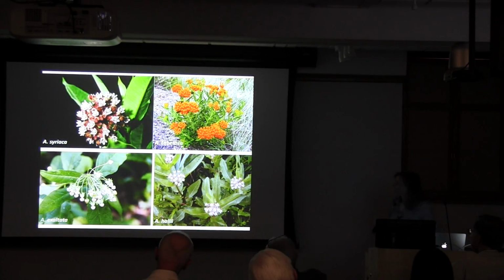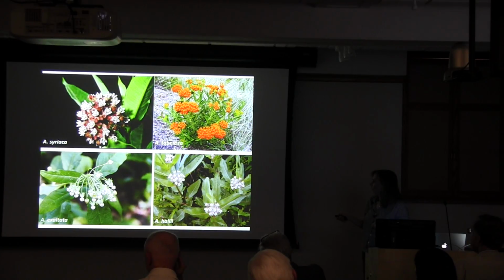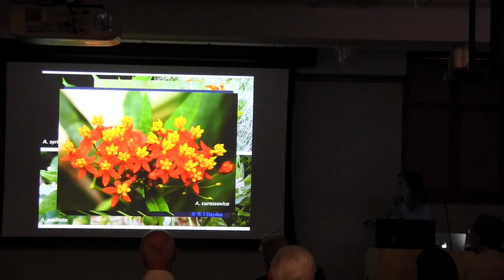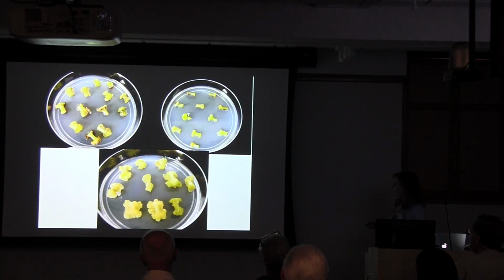Okay. So these are some images of the species that we're working with. This is the common one that you might be familiar with, that the monarch butterfly goes through its life cycle on. This is A. tuberosa, or butterfly weed. And I think they're beautiful. Here are some other images. I've actually started a milkweed garden at home. These are really pretty. I really like the Curassavica. But this is how we get to see them on a daily basis.